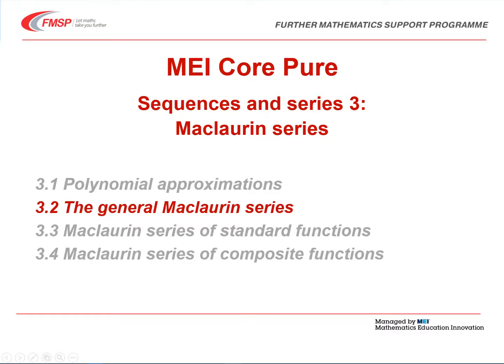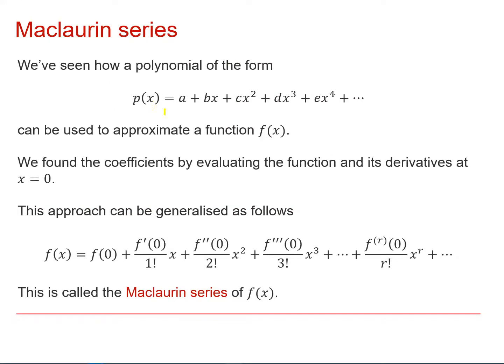This is a video for MEI Core Pure Mathematics, Sequences and Series 3, Maclaurin Series, 3.2, the General Maclaurin Series. We've already seen how we can use a polynomial of this form to approximate some function f(x), and we found the coefficients by evaluating the function and its derivatives at x equals 0. This approach can be generalized as follows.